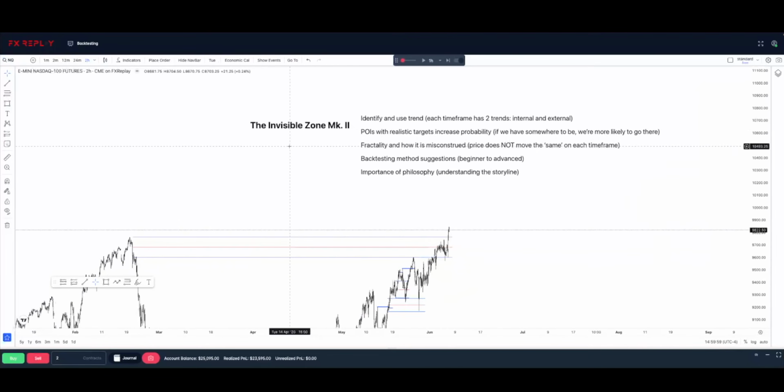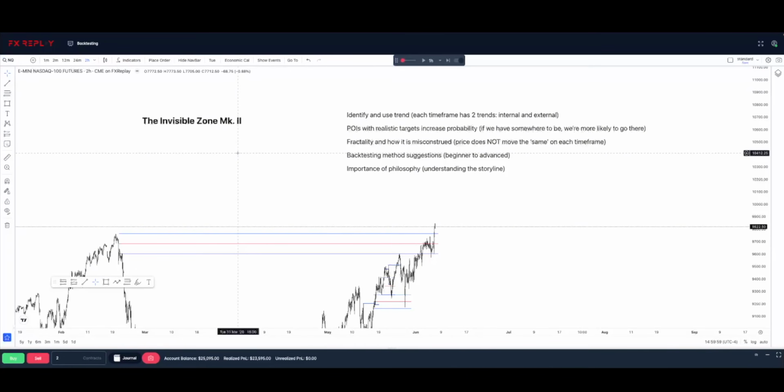Okay, let's move on to fractality and how it is misconstrued. So price does not move, in air quotes, the same on each time frame.